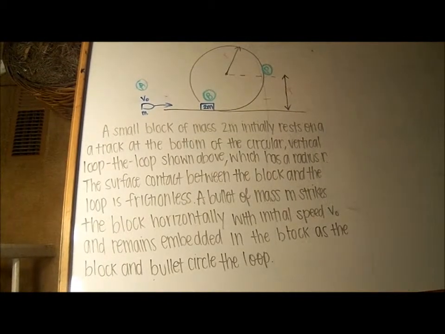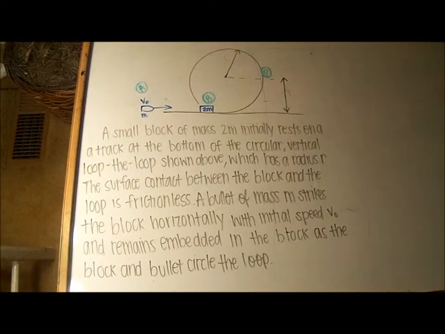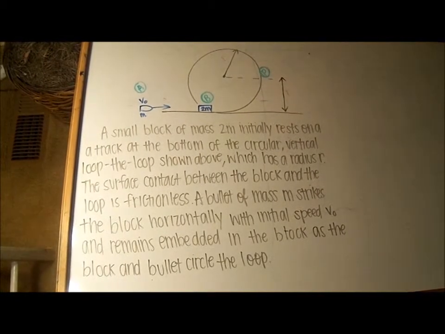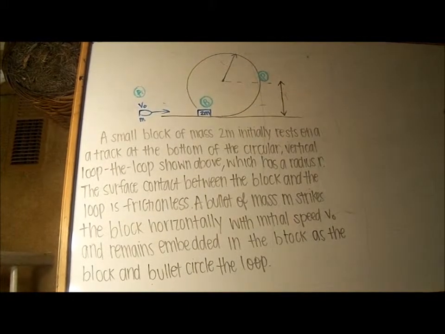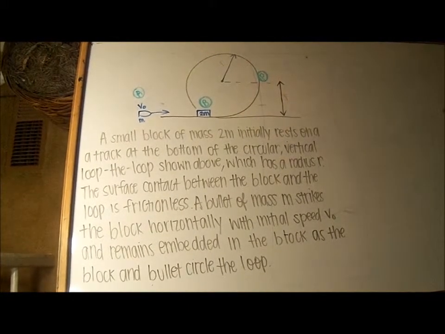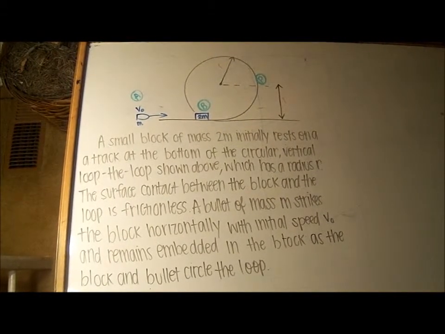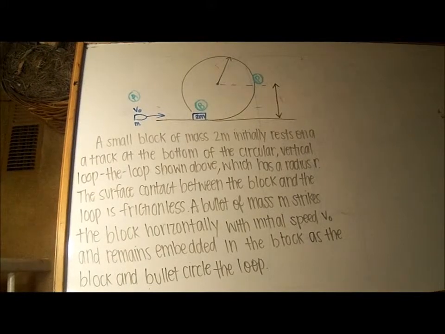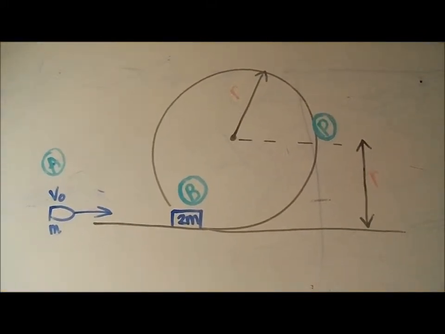A small block of mass 2m initially rests on a track at the bottom of the circular vertical loop-the-loop shown above, which has a radius r. The surface contact between the block and the loop is frictionless. A bullet of mass m strikes the block horizontally with initial speed v0 and remains embedded in the block as the block and bullet circle the loop. This is the diagram we will be using to solve this problem.